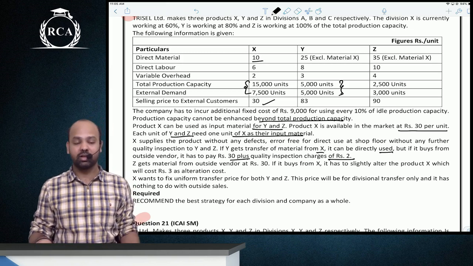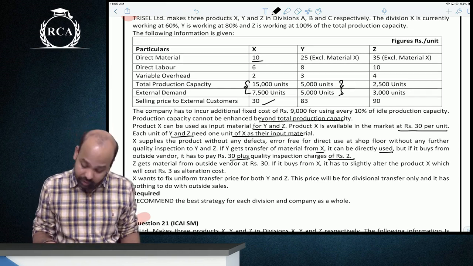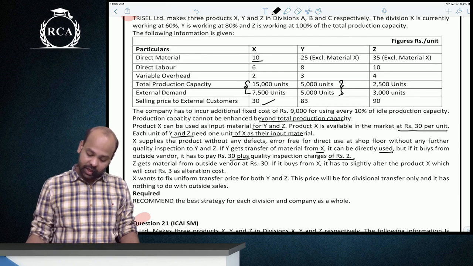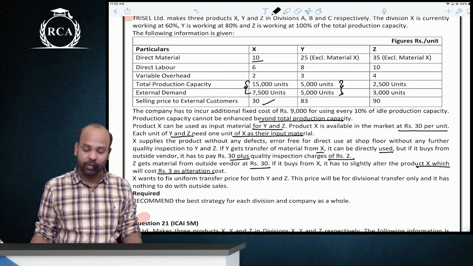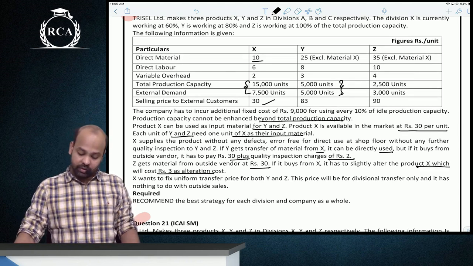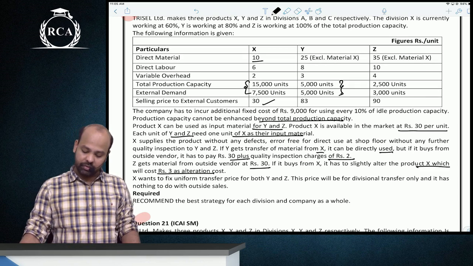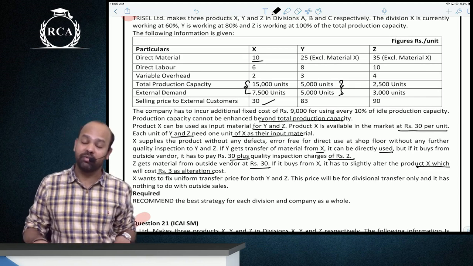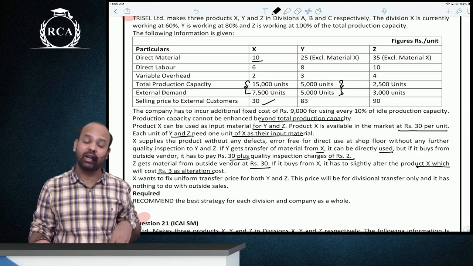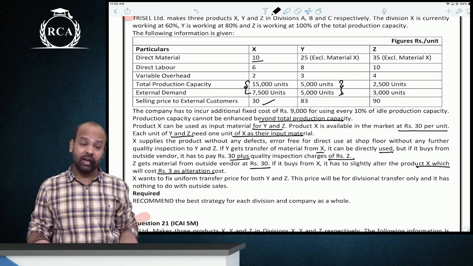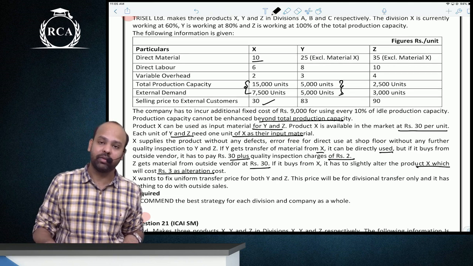But yes, the external market price for division X is 30 rupees. Z gets material from an outside vendor at 30 rupees. If it buys from X, it has to slightly alter product X, which will cost 3 rupees as alteration cost. Z buys the material from an outside vendor at 30 rupees. If it is buying from X, they will have to alter it and incur 3 rupees. So Z will not pay more than 27 rupees.